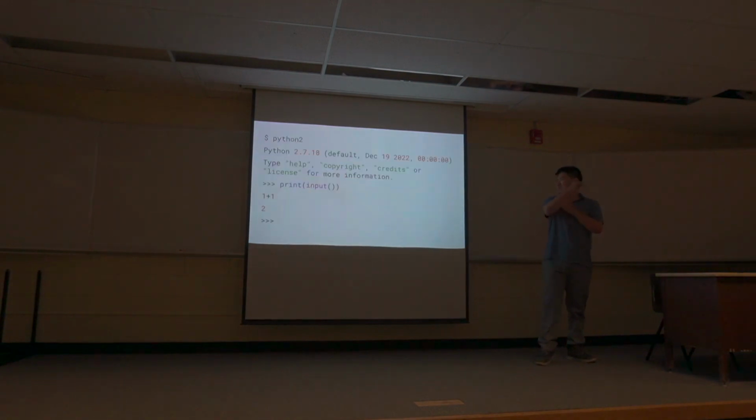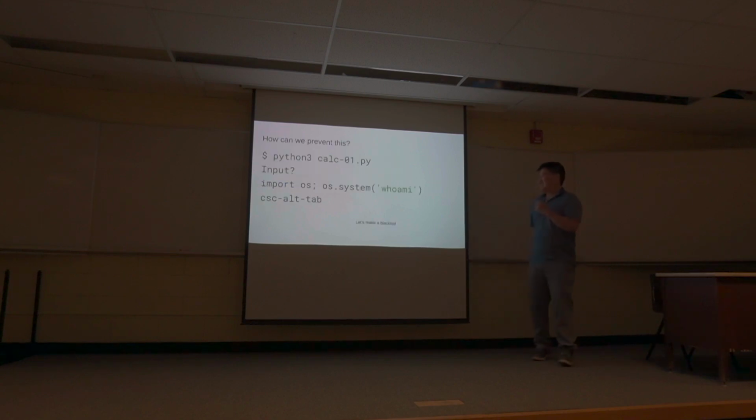So next slide. If we actually just try running this in a REPL, we see that if we try to print out whatever we input, if we do 1 plus 1, it actually returns 2. And so what that means is it actually executes our input before returning it as a string. So question is now, back to this in Python 3, how do we prevent this?